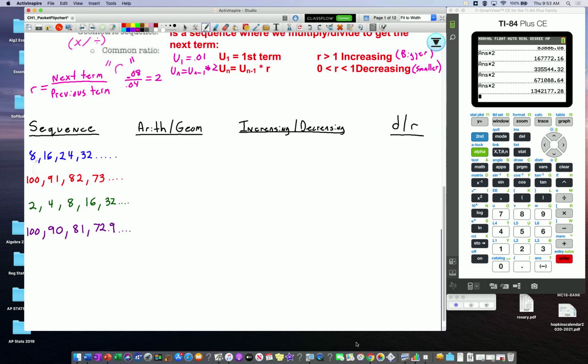If you don't have the note packet, I get it. Again, the notebook I think is just going to be huge for this class.